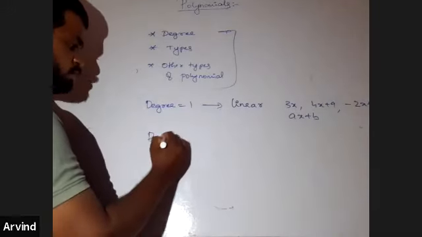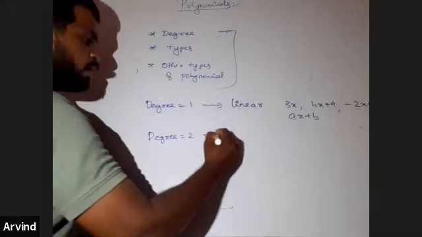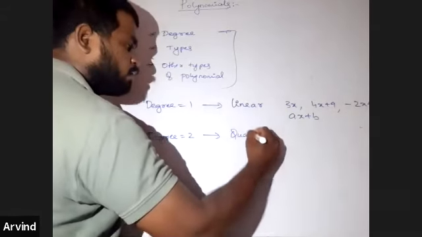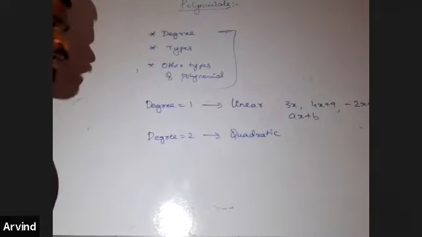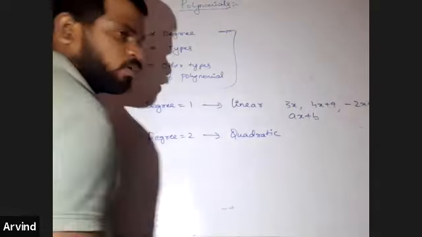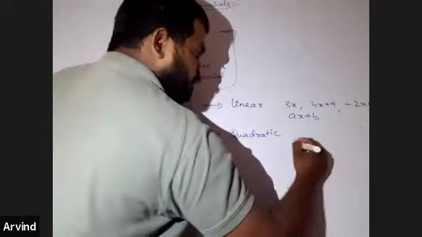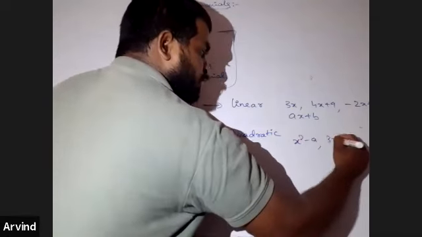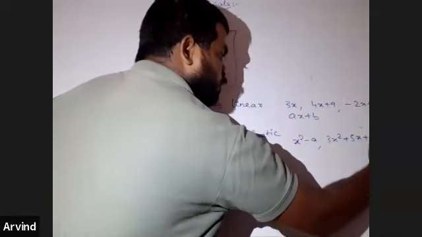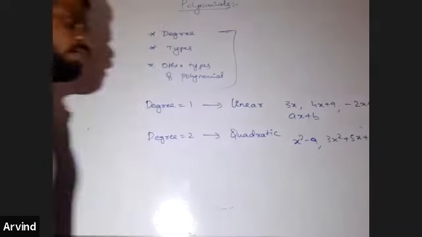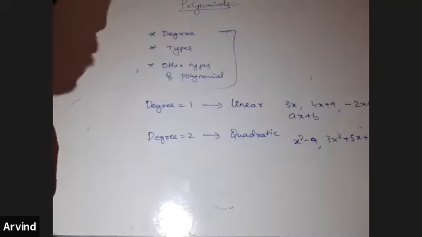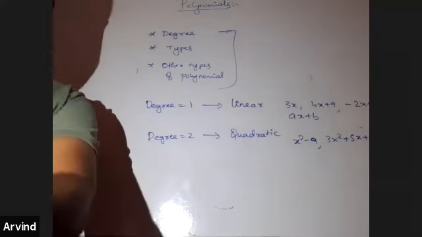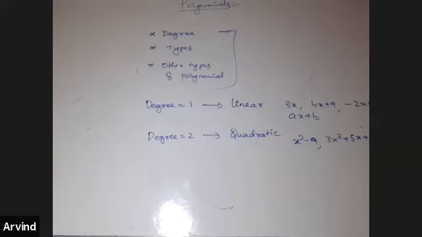Next, if degree is 2, we call it as quadratic. If degree is 2, we call it as quadratic. Okay. So basically some examples: x square minus 9, 3x square plus 5x plus 2. All these are quadratic polynomials. Why are these called quadratic polynomials? Because the degree is 2. Okay. I guess if I write on the other side, it's not visible, right?